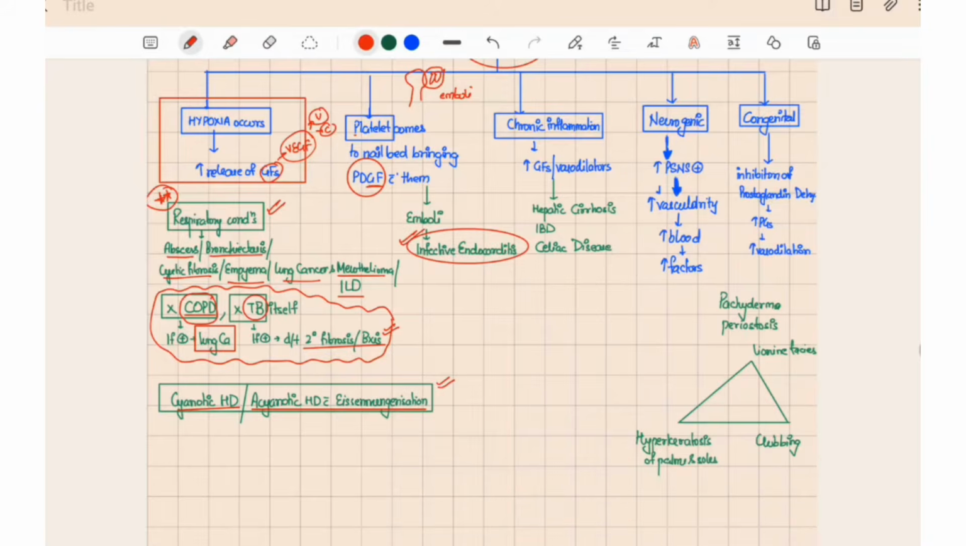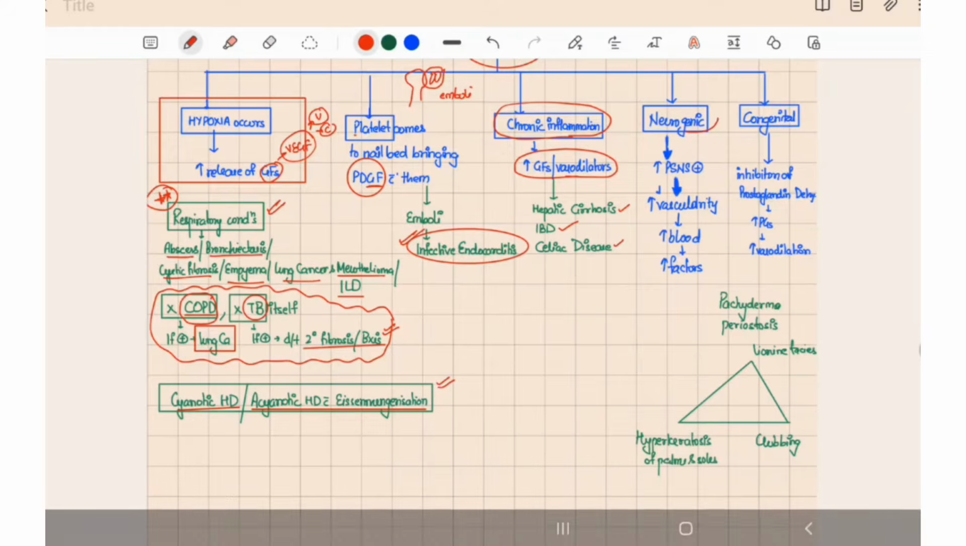Also, it has been seen that in cases of chronic inflammation occurring in the body, there can be increased growth factors and vasodilators in the blood, which can again go to the nail and lead to increased proliferation of the tissue. And it can occur in disorders like hepatic cirrhosis, inflammatory bowel disease, and celiac disease.